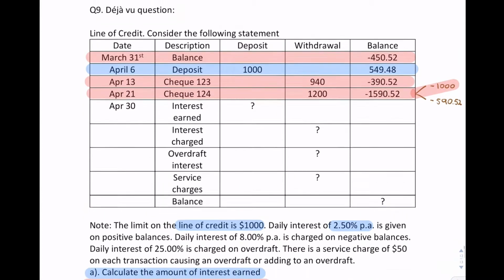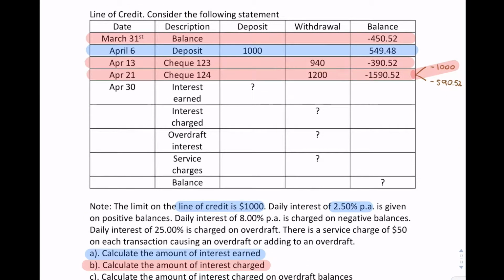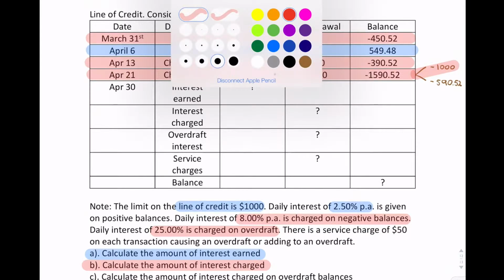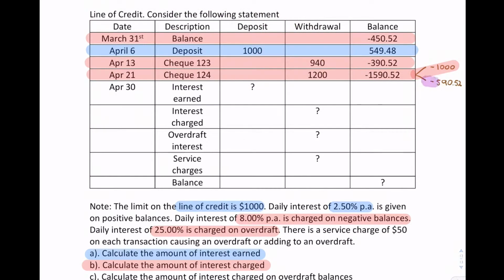Now how much is it going to be charged by? If you keep reading, you notice that 8% was charged on negative balances. That doesn't include overdraft, because overdraft is right here, and that's 25%. That 25% is going to be charged on this right here.